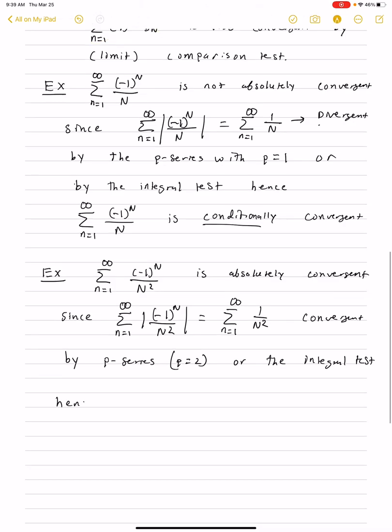Hence, since it converges with the absolute value, we know that it converges also without it. Because if it converges without the alternating part, then the alternating part also converges. So hence, minus 1 to the n over n squared is absolutely convergent.